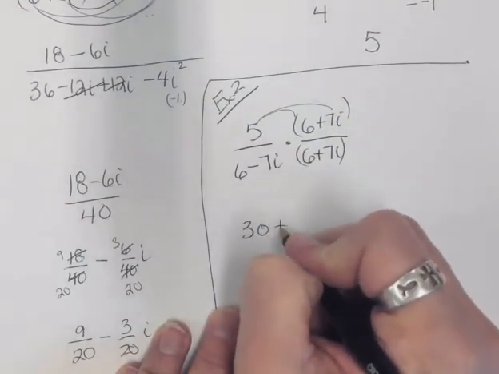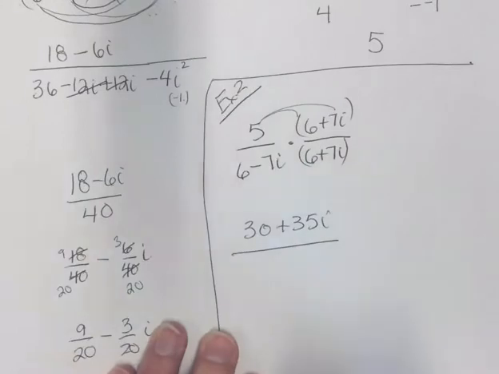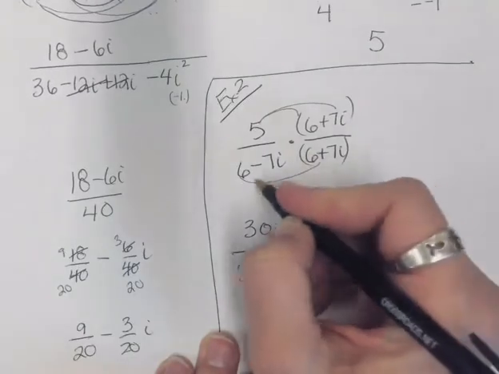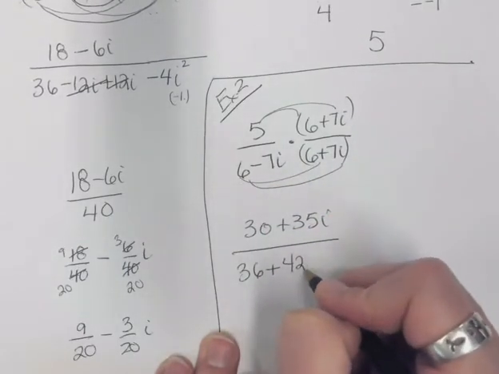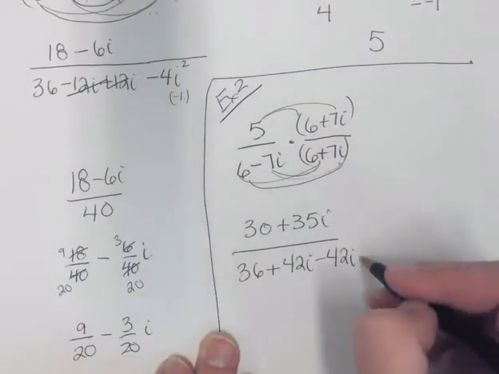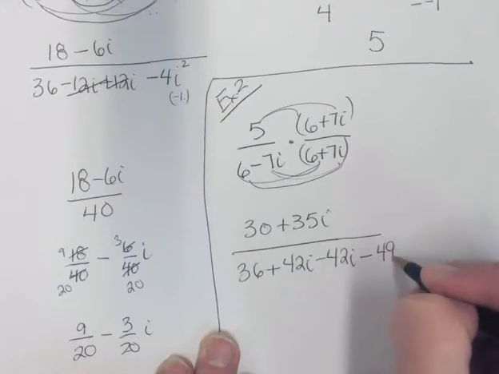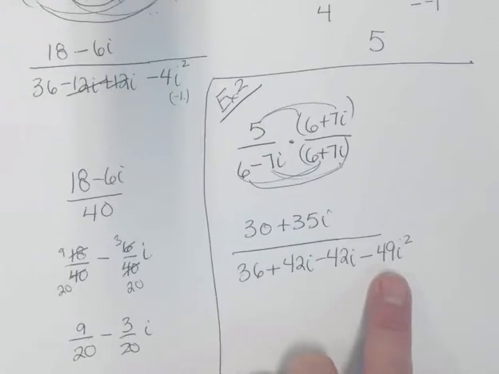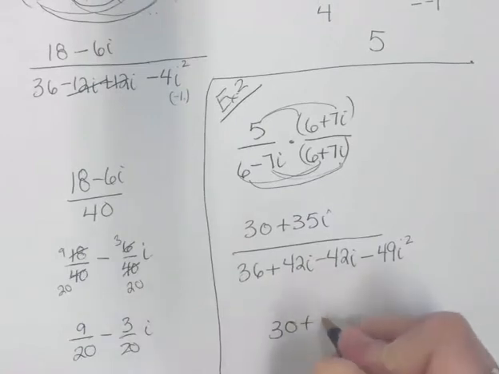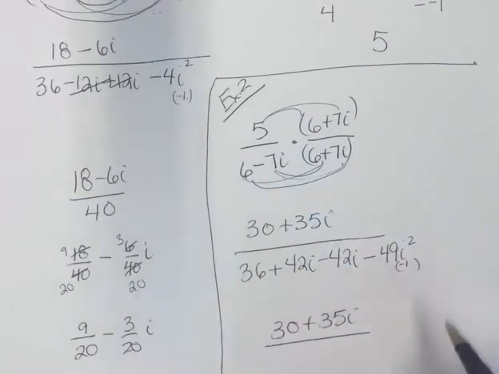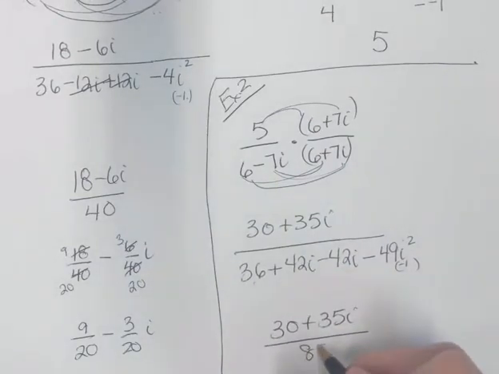So 30 plus 35i over 36 plus 42i minus 42i minus 49i squared. But 49i squared gives you what? Yeah, it's going to give us a plus 49. So we end up with 30 plus 35i over, this is negative 1. What's 36 and 49? 85.